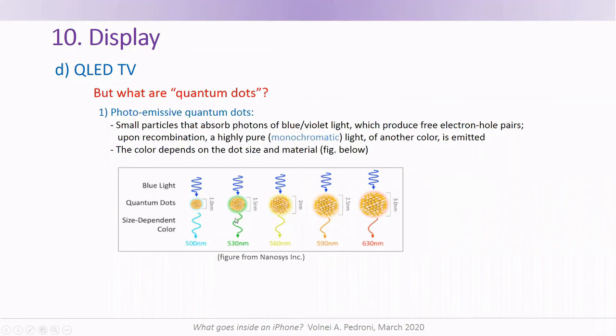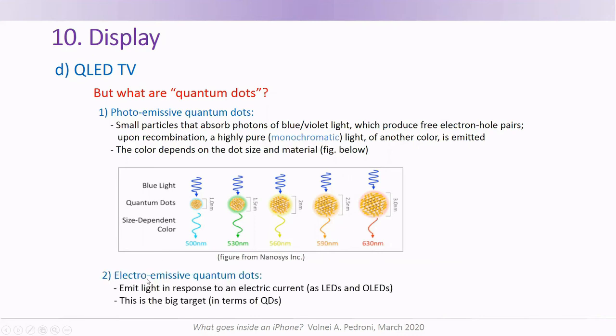Notice that the size is very small. It goes here from 1 nanometer to 3 nanometers. This image is from NanoSys, which is a company that manufactures this kind of material. The major feature here is that the output here is a highly monochromatic light.